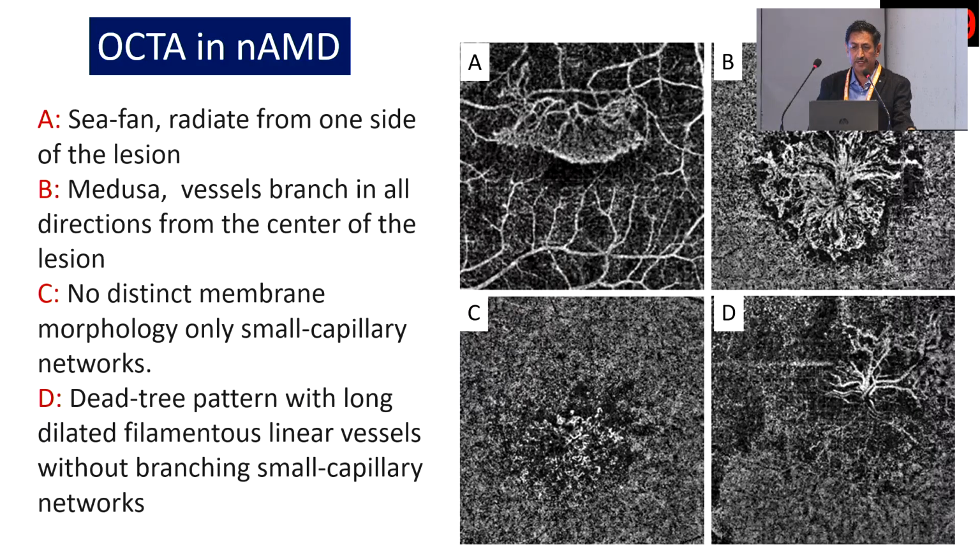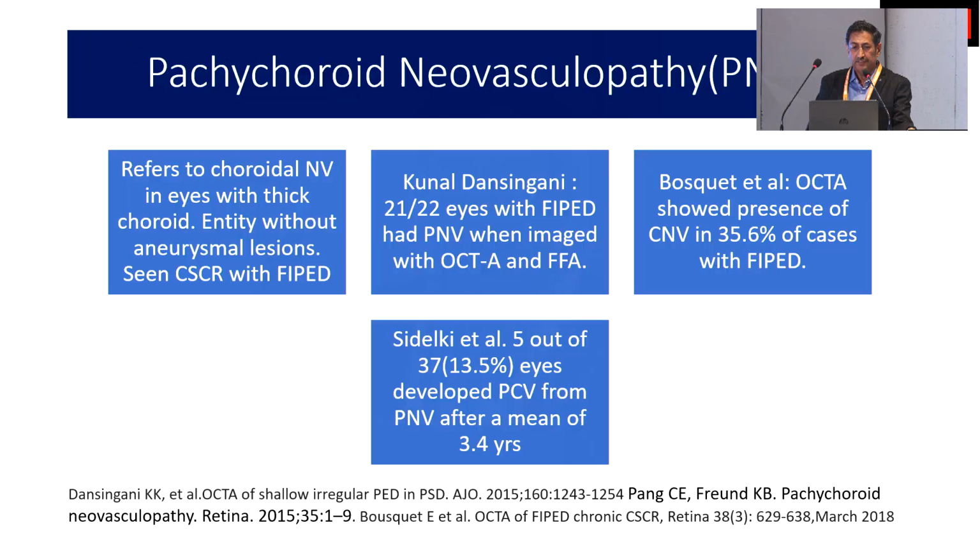OCTA in AMD can be sea-fan type, it can be Medusa type. Here you don't see a distinct membrane, and this is the dead tree pattern. The other useful thing is pachychoroid neovasculopathy. Dr. Talwar was talking about chronic CSCR. Patients with chronic CSCR can develop neovasculopathy, known as pachychoroid neovasculopathy.